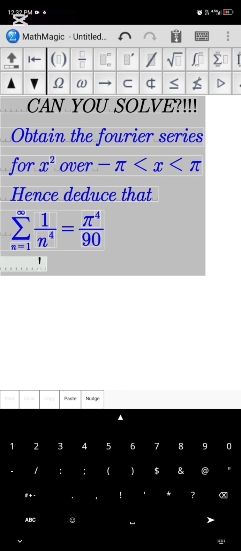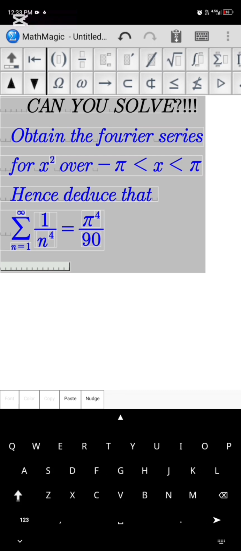In today's video, we'll be looking into one question involving the Fourier series. Here's the question. It says, obtain the Fourier series for x squared over the interval minus pi less than x less than pi. And after that, we are to deduce that the summation of n from 1 to infinity of 1 over n raised to the power of 4 is equal to pi raised to the power of 4 over 90. Okay, let's start the solution.